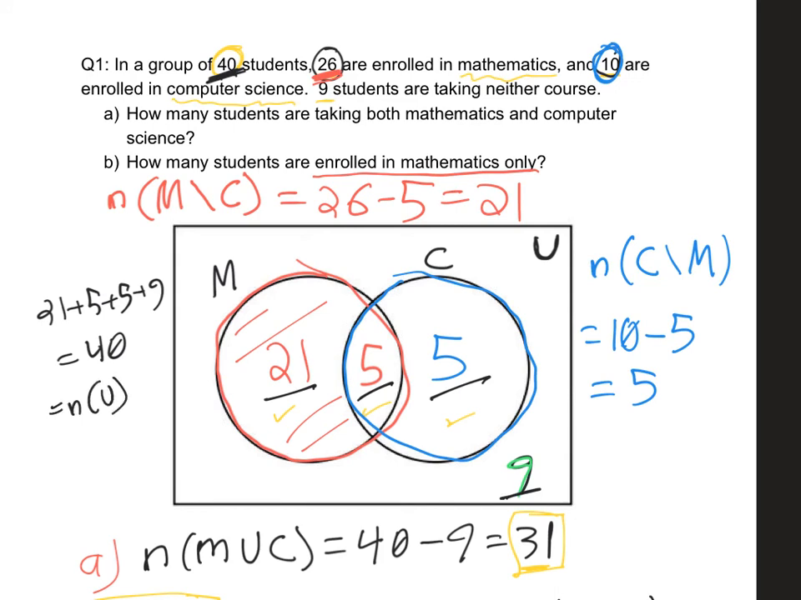Okay, so there is an overview of a formula that we can use to assist us, and how to find some information about intersecting Venn diagrams.